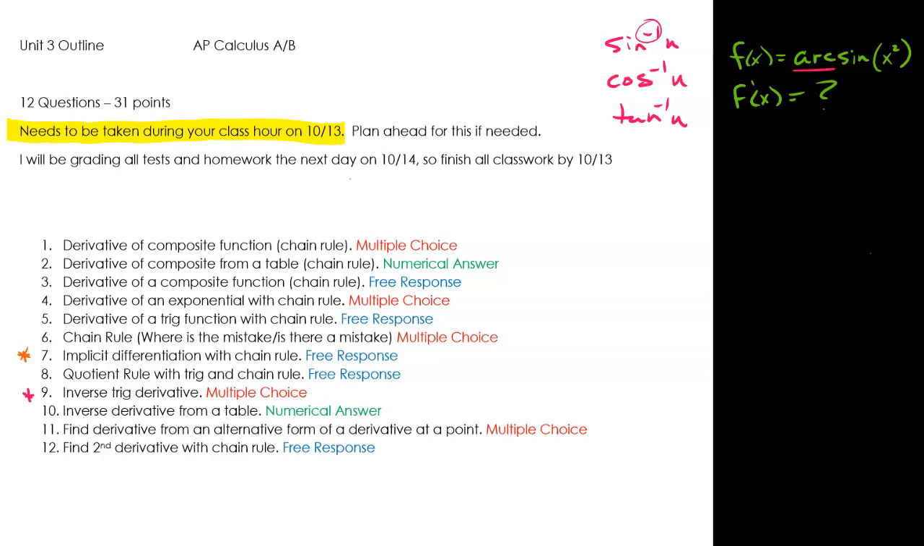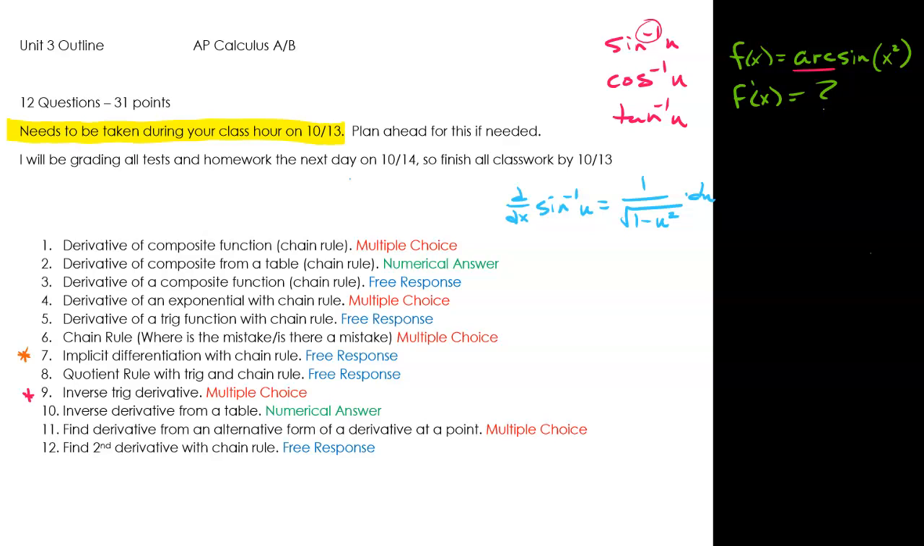So the first thing I would do is write down the formula for arc sine. The derivative of arc sine of u is 1 over the square root of 1 minus u squared, and then times du. Okay, so there's the generic formula.